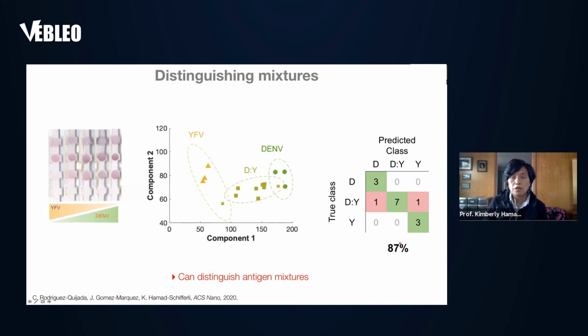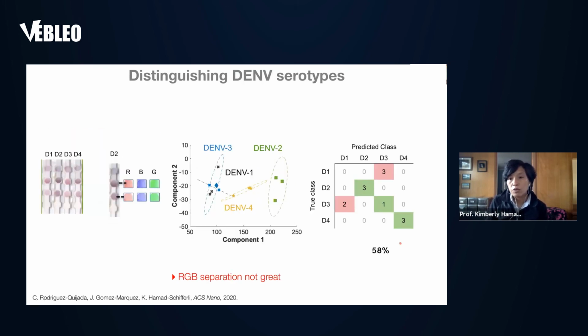So our overall accuracy is a little bit less, but it's still 87%. Okay, then what we try to do is distinguish dengue serotypes. There are 4 serotypes of dengue. They're all really closely related. We wanted to know if we could push this system to be able to distinguish between them.